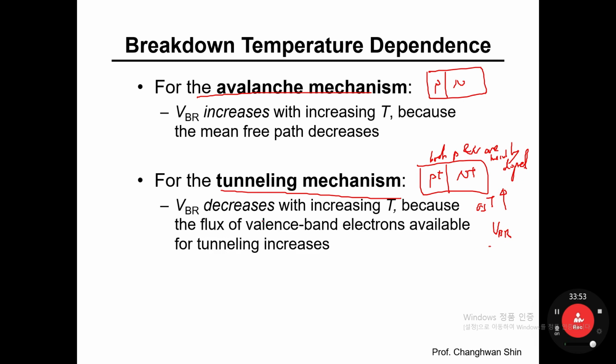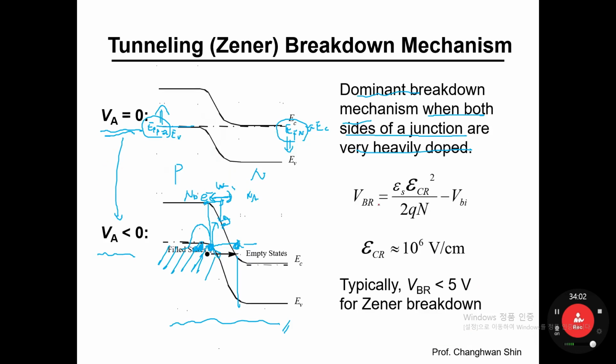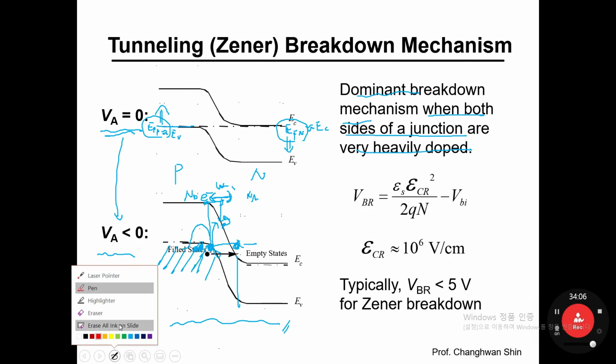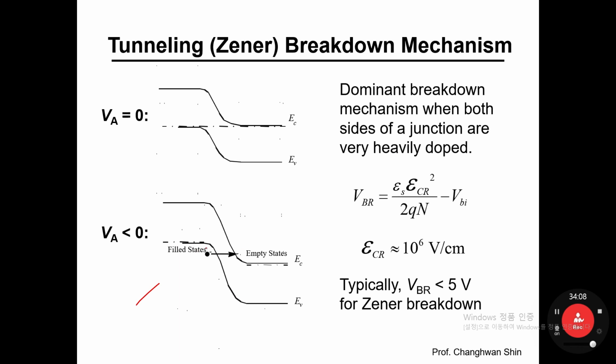Well, the answer is described here. The V BR decreases with increasing T. Why is that? Go back to the energy band diagram for the Zener breakdown mechanism. The physical origin of the Zener breakdown mechanism comes from the electron's movement from P to N. That is described as tunneling.